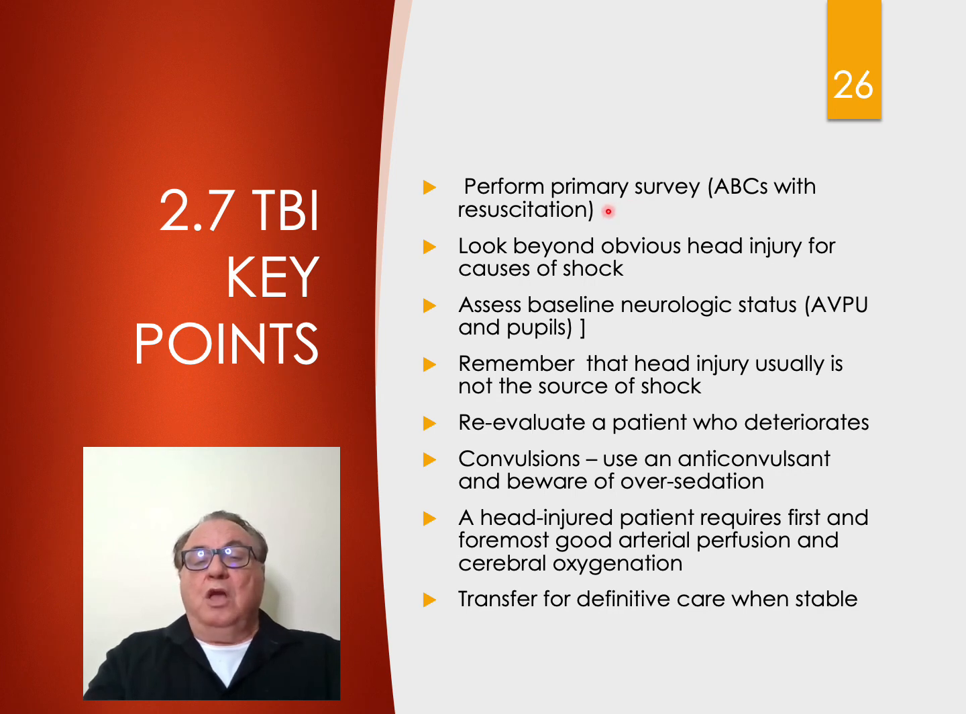Key points. Perform primary survey. Look beyond obvious head injury for causes of shock. Assess baseline neurological status. Remember, head injury is usually not the source of shock. Reevaluate a patient who deteriorates. In convulsions, use an anticonvulsant and beware of oversedation. A head-injured patient requires first and foremost good arterial perfusion and good cerebral oxygenation. Transfer for definitive care when required.